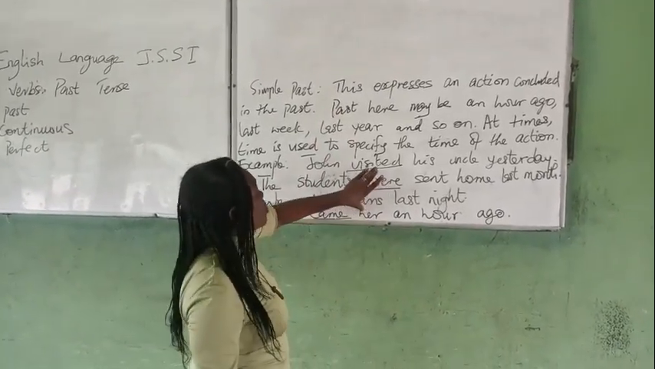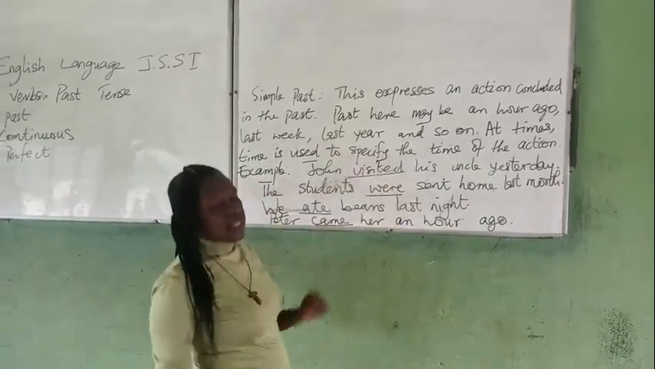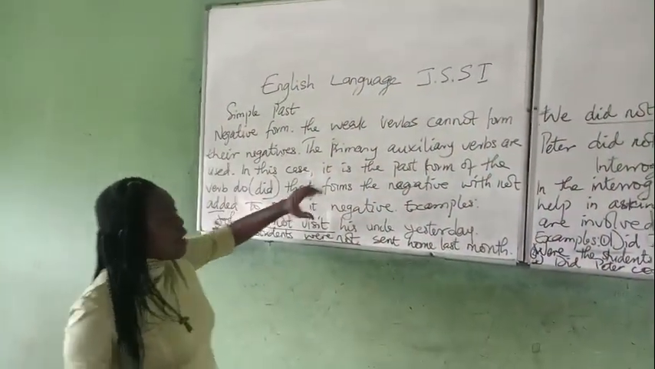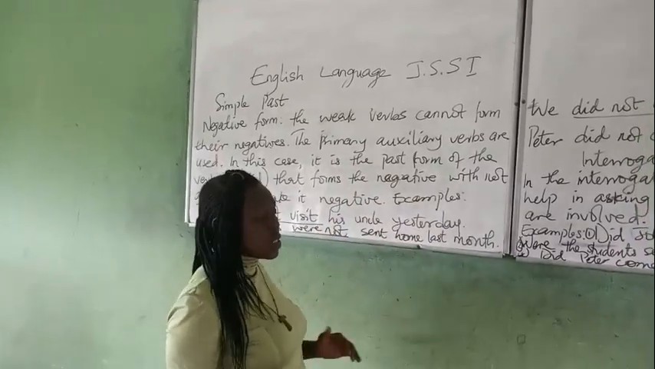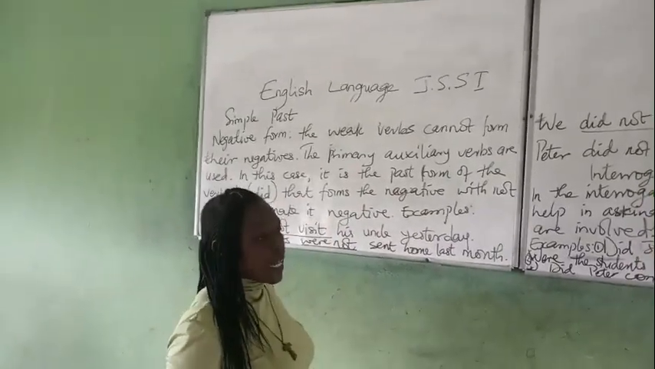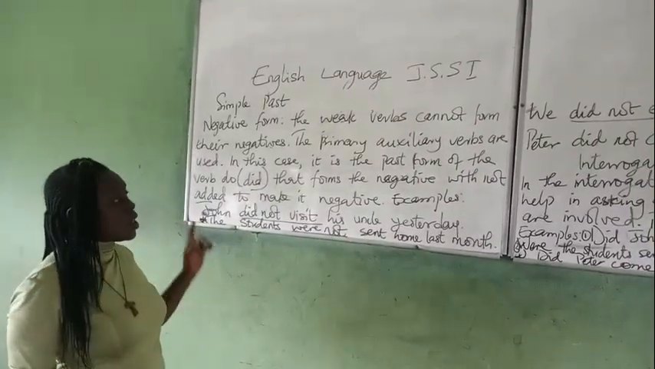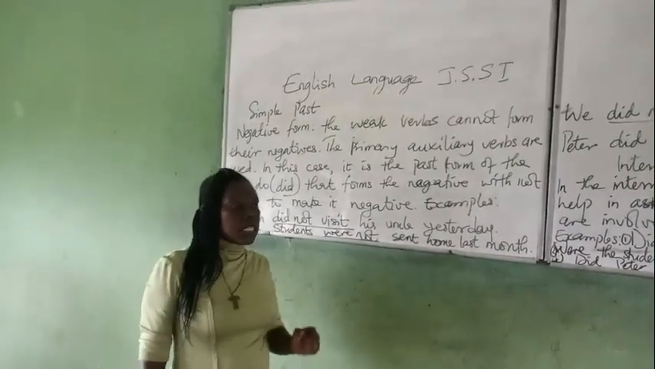We are now going to look at the negative and the interrogative forms of these tenses. The negative form. What I mean by negative is when you now make a sentence to show that it is no longer what you say. For instance, the first one I gave is in the affirmative form, where you have John visited his uncle. Now I want to show that John didn't visit.